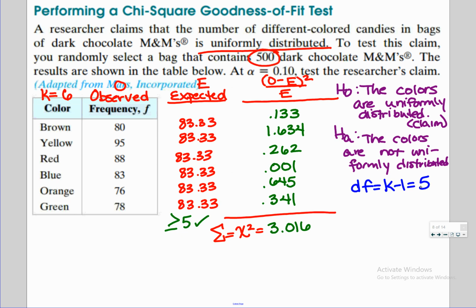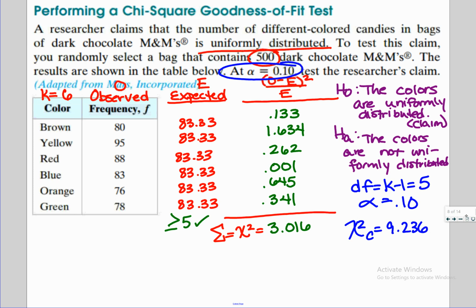All right. Find our critical value of chi-squared on your table now. Okay. Our alpha, our level of significance given to us was a 0.10. So in your table, you're looking at 0.10, and you're going down to 5 degrees of freedom. And you should see a chi-squared statistic of 9.236 from your chart.